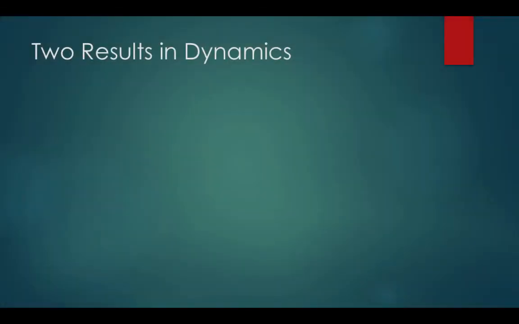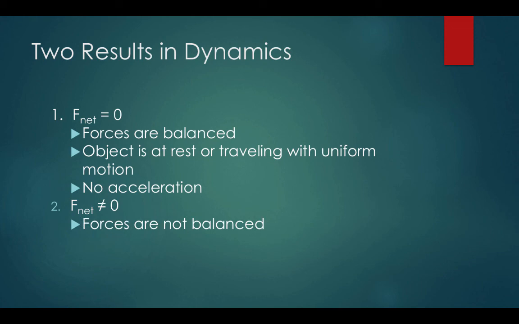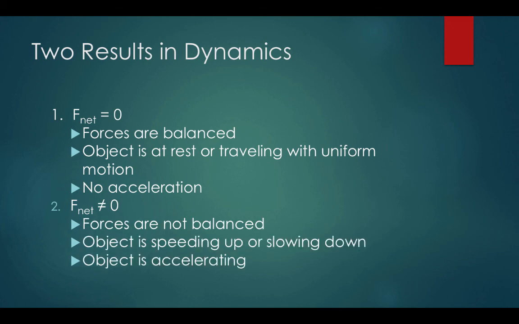To summarize, there are two results in dynamics. If the net forces acting on an object is zero, the forces are balanced and the object will stay at rest or continue moving uniformly in one direction. It does not accelerate. If the net forces do not equal zero, then the forces are unbalanced, which means the object is speeding up, slowing down, or changing directions. It is accelerating.